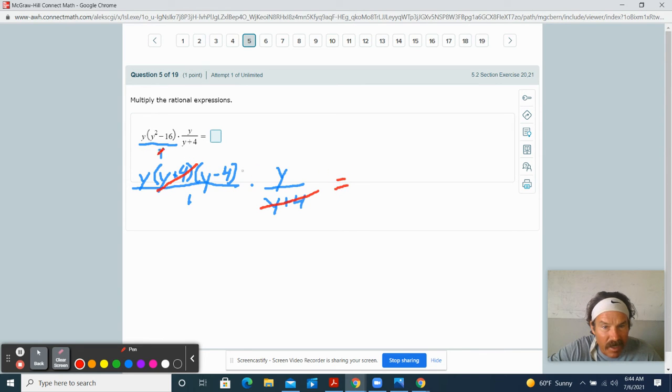So this y multiplied by this y is y squared. Y minus 4 left in parentheses. And then this is a 4 here. And then looks like there's just a 1 left on the bottom. You don't have to put a 1 on the bottom. If something's left on the bottom as a 1, you can just write that as your answer.